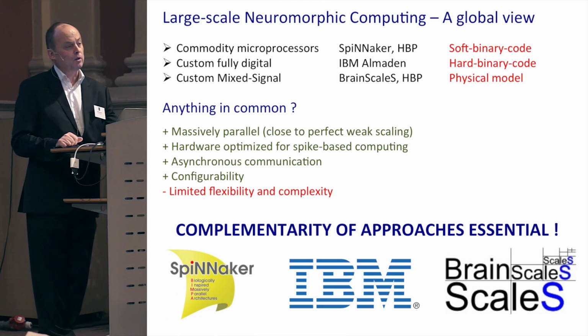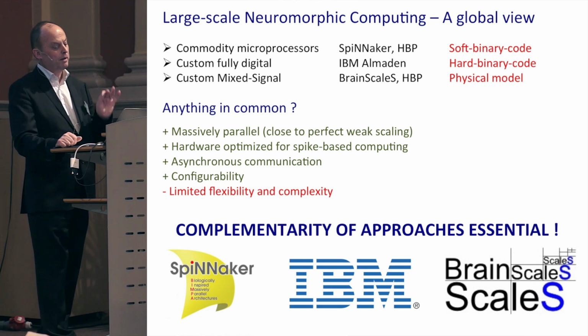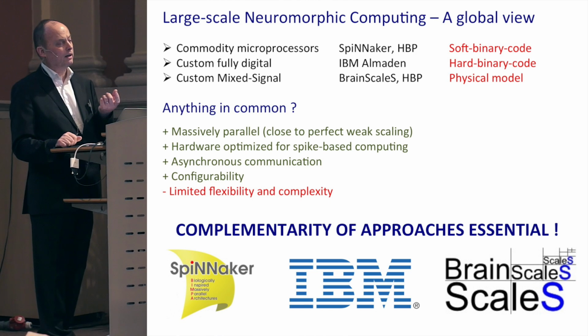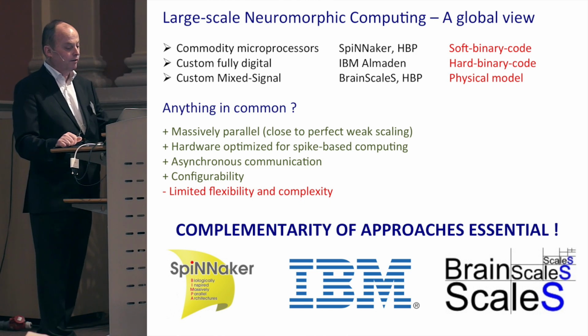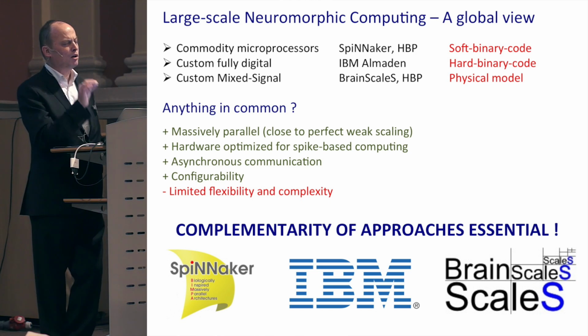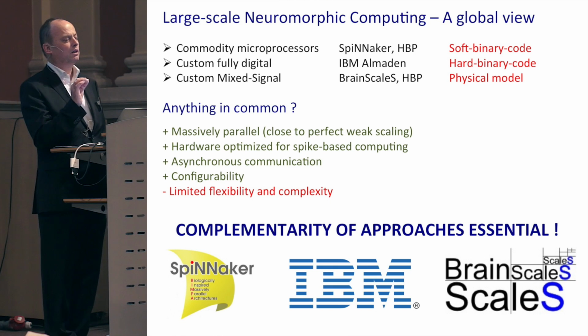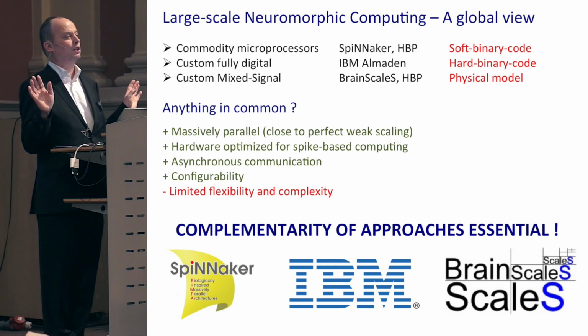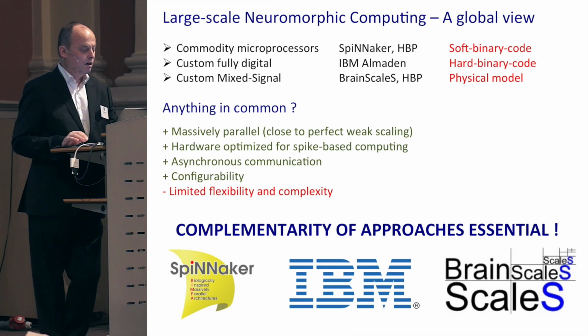It means you don't use microprocessors, but you implement neuronal models, like a leaky integrate-and-fire neuron, for example, just wiring up transistors that do nothing else but model those firing neurons. You cannot use it to solve a differential equation. It can only make a neuron fire. That's custom fully digital, IBM TrueNorth.